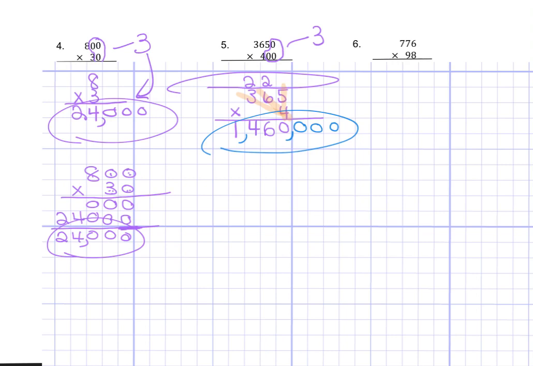Let's look at this last one, number 6. So I'm looking at the 8. 8 times 6 is 48. Put my addition bubble up top. So I get a 4. 8 times 7 is 56, plus 4 is 60. 8 times 7 is 56, plus 6 is 62.